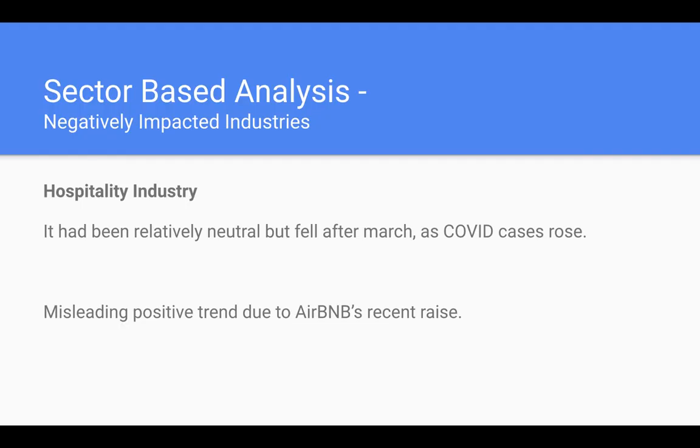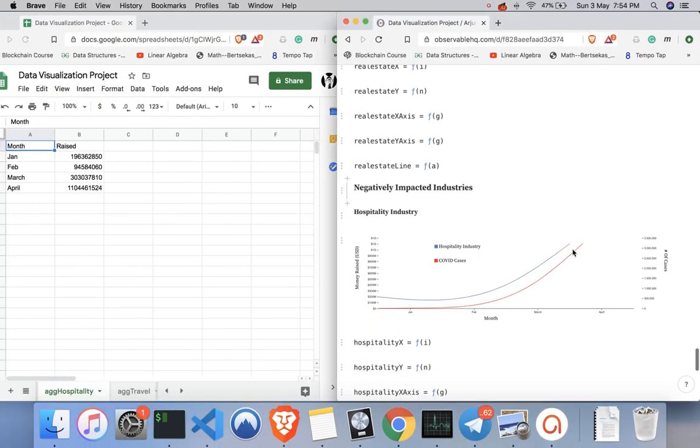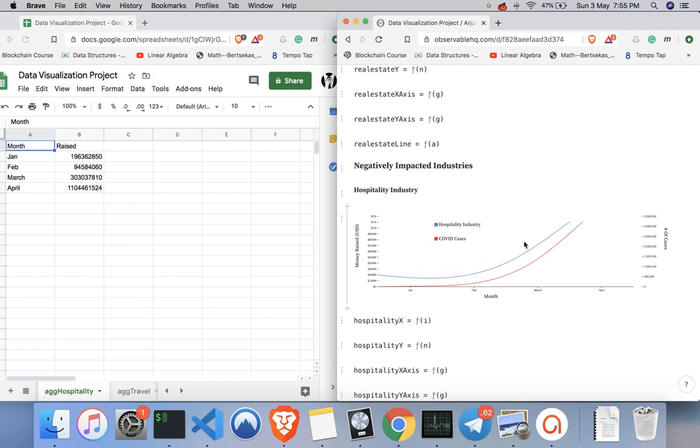Now we'll look at the negatively impacted industries, and we'll start off with the hospitality industry. Looking at the visualization, you might be a little confused because this obviously is a positive trend. However, one thing to note is that in the month of April, Airbnb raised around $1 billion in private equity. So that makes this entire industry misleading, making it look like it's a positive trend. However, if you don't consider that, then it would be at around 100 million, which is a downwards trend from the previous month, which makes this a negatively impacted industry.